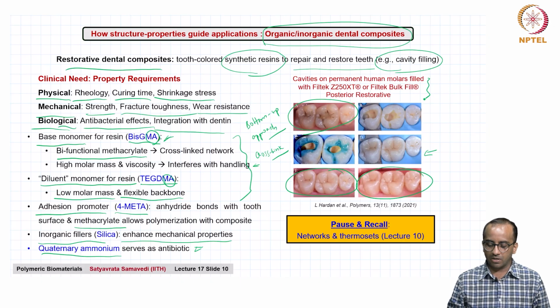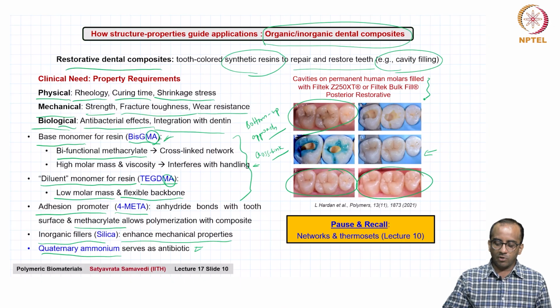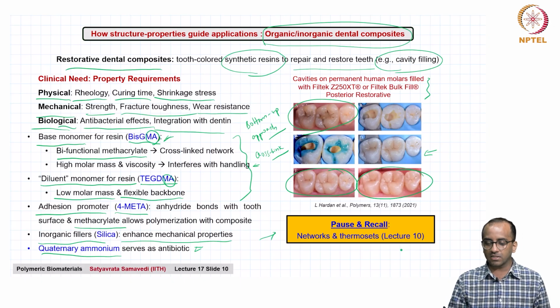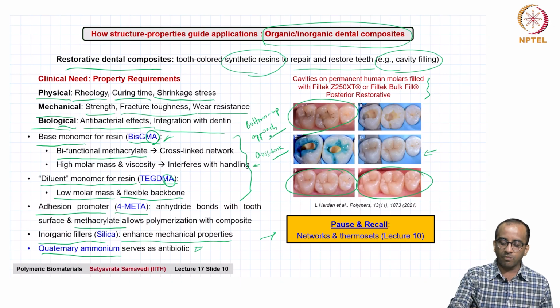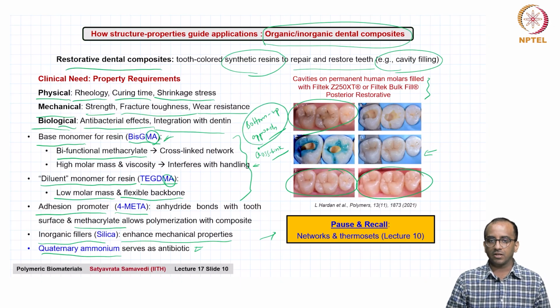So what we get to understand here is two things. One is, we have been able to connect the concepts we have seen in lecture 10 on networks and thermosets to how those can directly be used for a dental resin composite application. And the second thing is this idea of a bottom-up approach to biomaterials design, which is when you have multiple properties that are required, and no single material can satisfy all those properties, then sometimes this approach is quite useful, where you combine a group of materials.